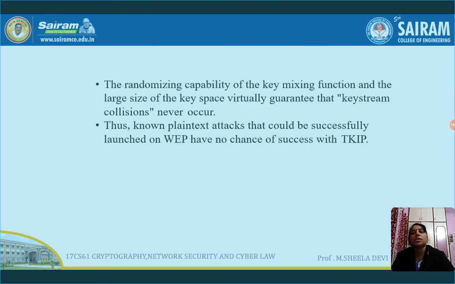The randomizing capability of the key mixing function and the large size of the key space virtually guarantee that key stream collision never occurs. It cannot be the same at all. Thus, known plain text attacks that could be successfully launched in WEP have no chance of success with TKIP. So if you are going to use TKIP, then there is no chance of a known plain text attack.